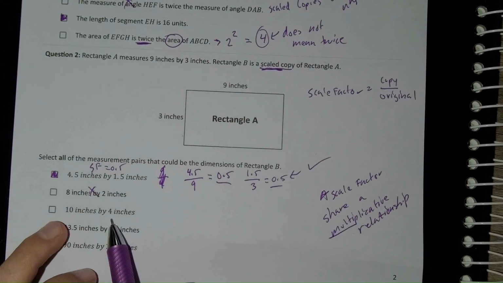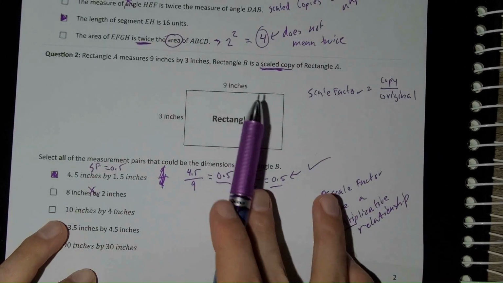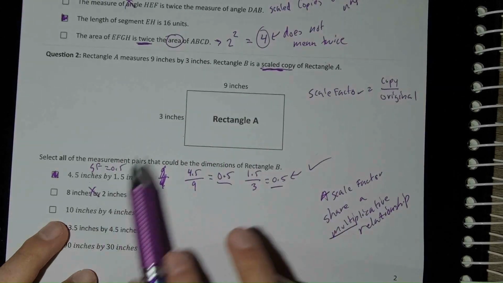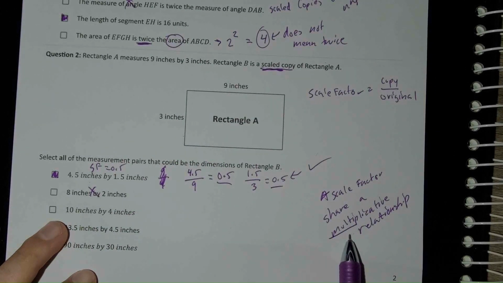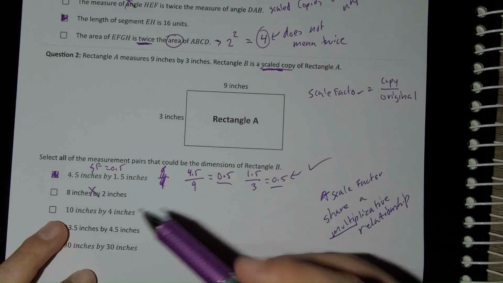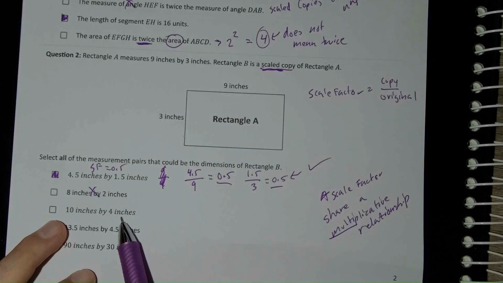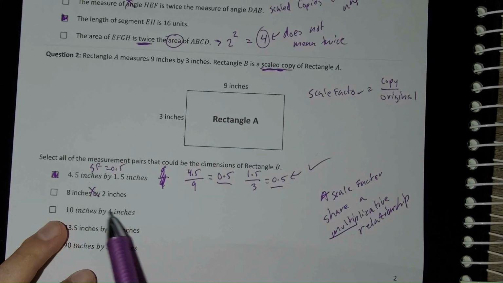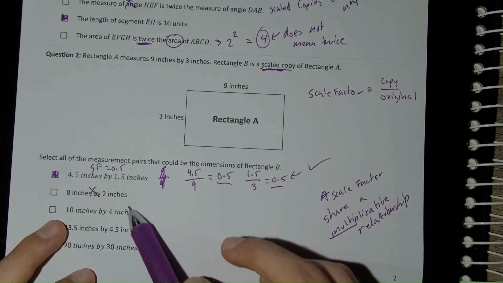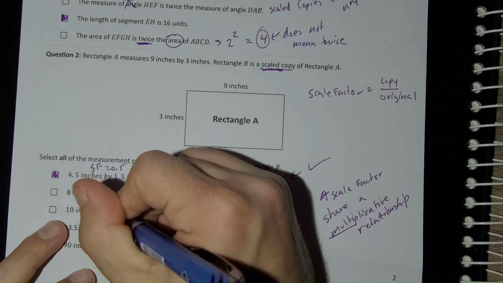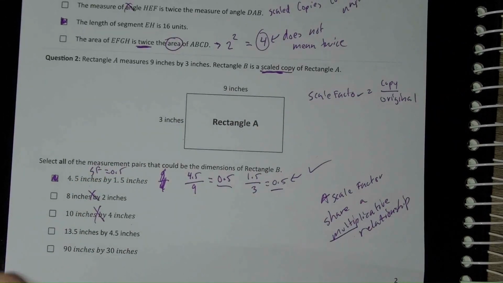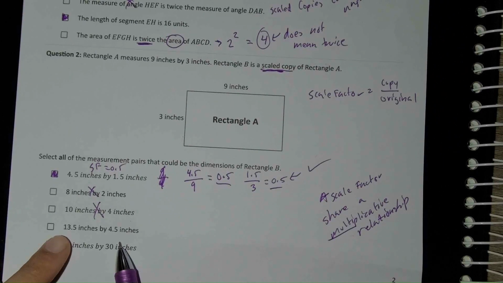That leads us to our next one here, 10 inches by 4 inches. We can clearly see that it was added by 1. Again, scale factor shares a multiplicative relationship. Scale factor is just a ratio between rectangle A and rectangle B. Since both of these side lengths do not share the same scale factor, this is not a possible answer. Let's move on to our next one.